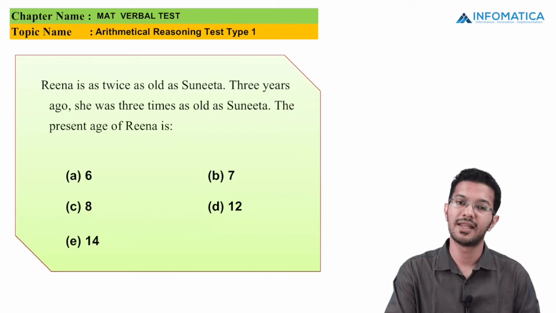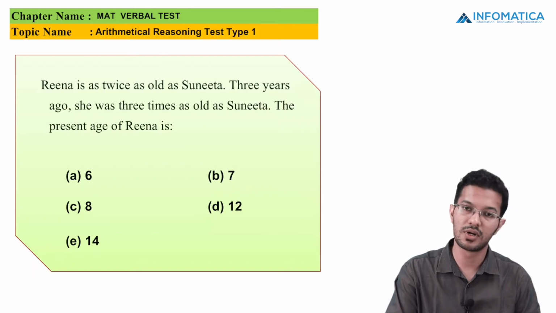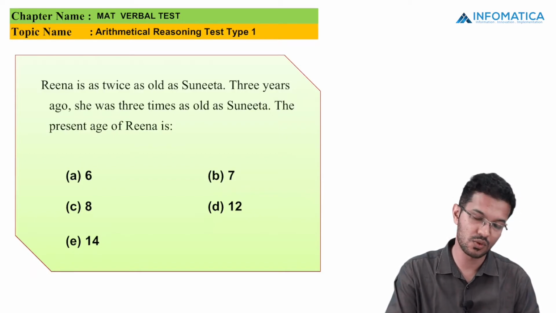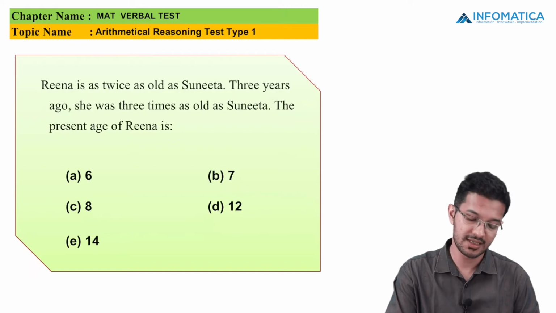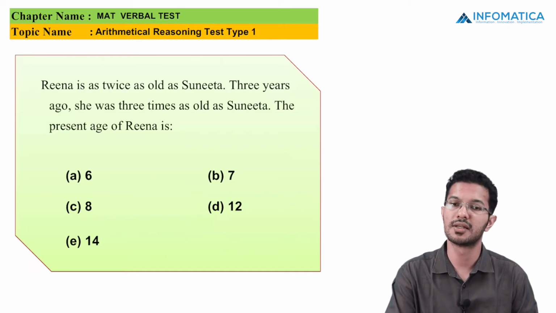चलिए स्टूडेंट्स, अब नेक्स्ट MCQ देखते हैं. It says Reena is twice as old as Sunita. 3 years ago, she was 3 times as old as Sunita. The present age of Reena is what? Option A 6, option B 7, option C 8, option D 12 and option E 14. So let us see the solution.